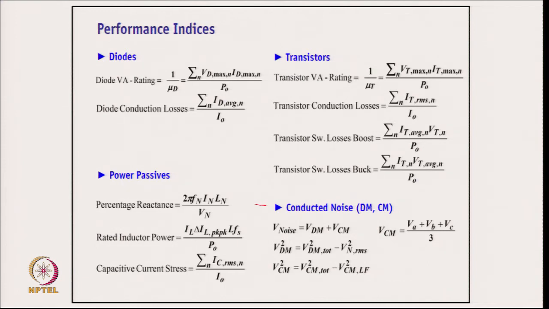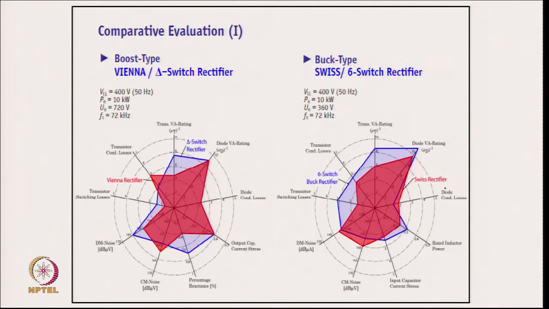KVA rating and losses calculation for all components of the transistor, diodes and passive components and the conducted noise corresponding to this. Based on that, this is for the Vienna rectifier, this is for your delta switch converter, and this is corresponding to your 6 switch converter, how they look in performance corresponding to 10 kilowatt.